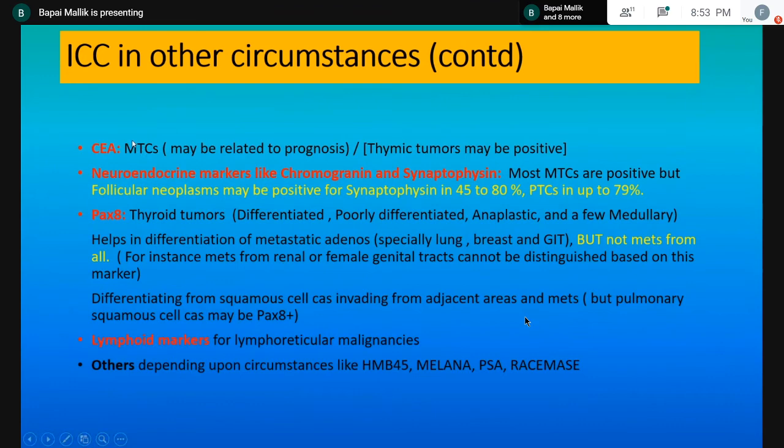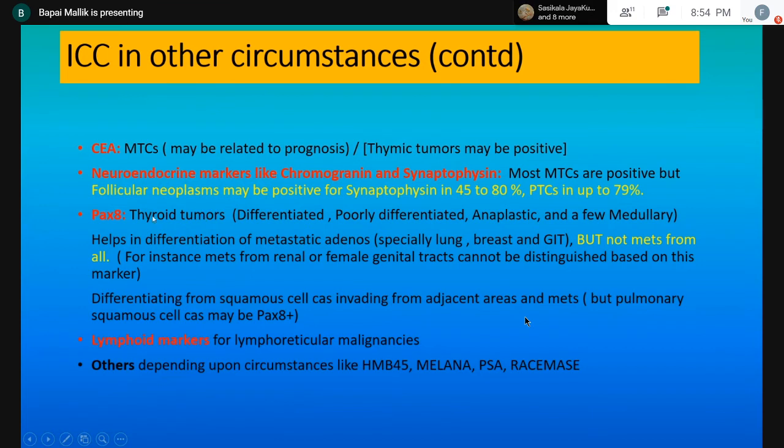CEA is important in medullary thyroid carcinoma, as I told you, but thymic tumors can be positive. Neuroendocrine markers are good for medullary thyroid carcinoma, but be very careful because follicular neoplasms may be positive for synaptophysin in 45 to 80% of the cases. And papillary thyroid carcinomas can even be positive for synaptophysin. Not chromogranin, but synaptophysin, so when you are using it, be very careful.